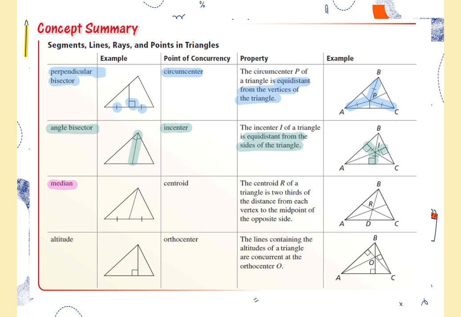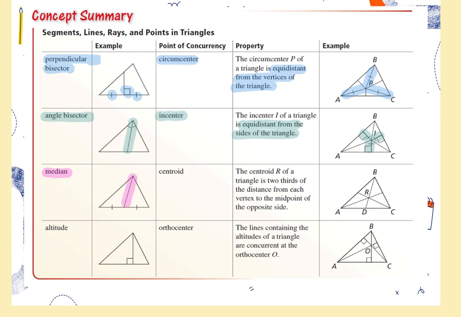Then came the median. The median goes from the vertex to the midpoint of the opposite side, so it cuts it into two congruent parts. Its shortcut, or its name for the point of concurrency, is the centroid. And the centroid is 2/3 the distance from the vertex to the midpoint of the opposite side. So BR would be 2/3, RD would be 1/3, CR would be 2/3, R to the side would be 1/3, AR would be 2/3, R to the side would be 1/3.